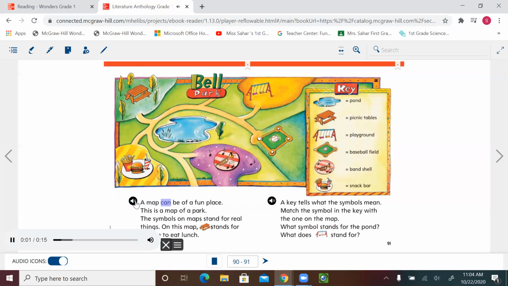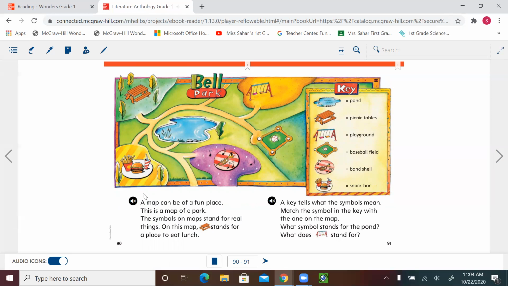A map can be of a fun place. This is a map of a park. The symbols on maps stand for real things. On this map, picnic table stands for a place to eat lunch.